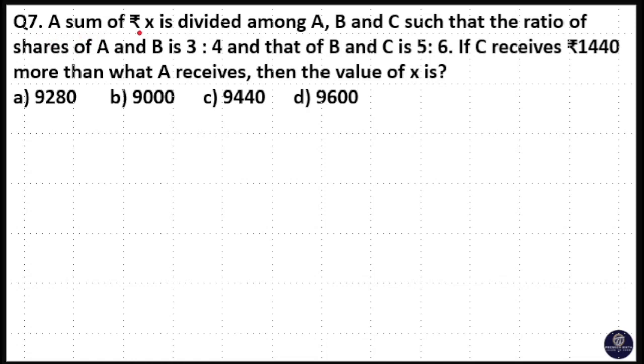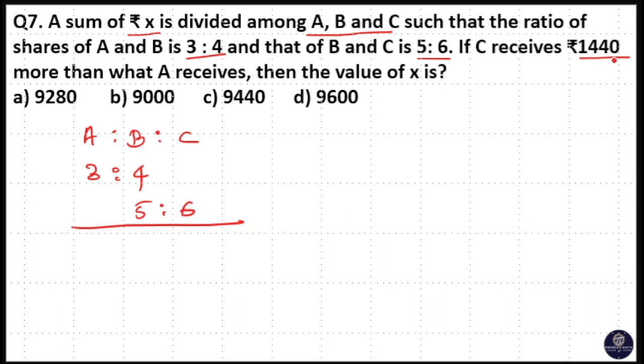Next is question number 7. A sum of rupees X is divided among ABC such that ratio of shares of AB is 3 is to 4, BC is 5 is to 6. If C receives 1440 more than what A receives, then value of X is. So here 3 people ABC and rupees X is divided between these three. AB share is 3:4 and BC share is 5:6.